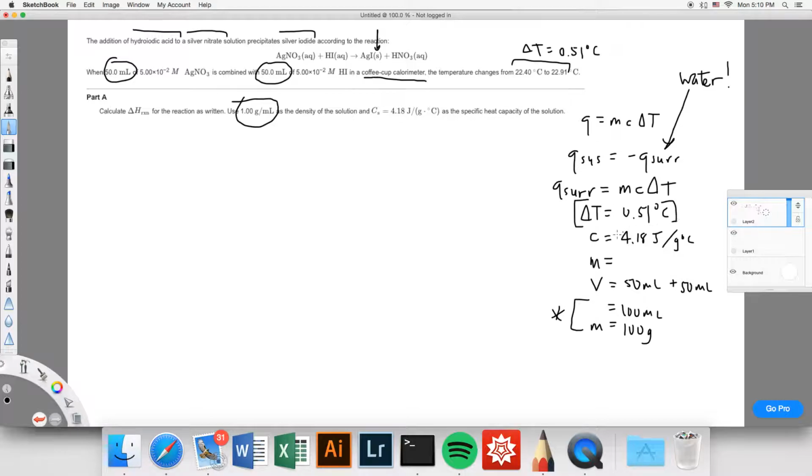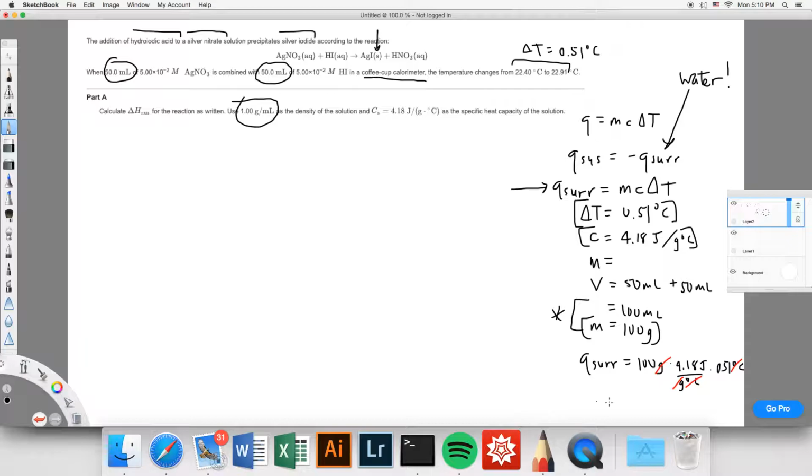Okay, so I'm doing delta T, C, and mass because I'm used to it, right? This is an old habit of mine. I know it's mC delta T. You've heard me say that in class. So now we know Q of the surroundings. Q of the surroundings is equal to 100 times 4.18 joules per gram degree centigrade times 0.51 degrees centigrade. Okay, so grams cross off, degrees centigrade cross off, and we're left with joules.